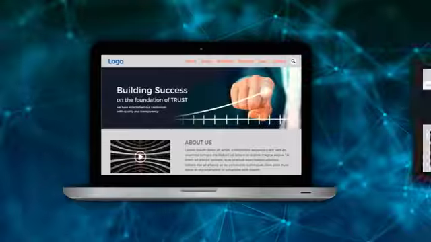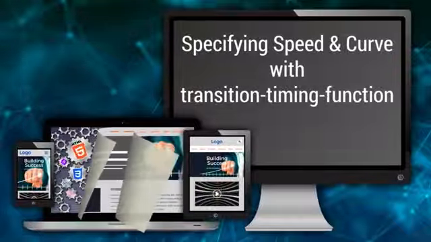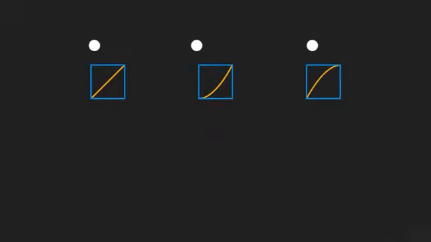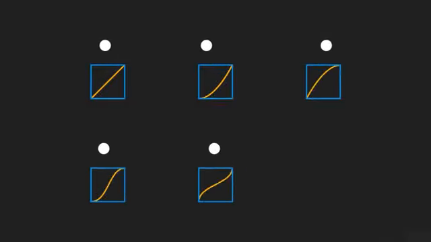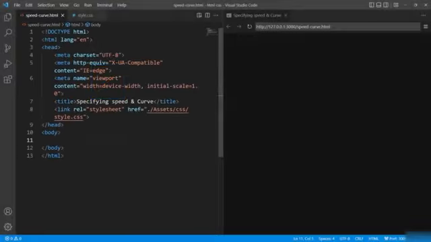The transition timing function property handles how the actual transition should occur, as this property specifies the speed or acceleration curve of any transition effect. With this property, you can actually govern the transition effect to change speed over the time duration. So let's see how you can do that by looking at an example.